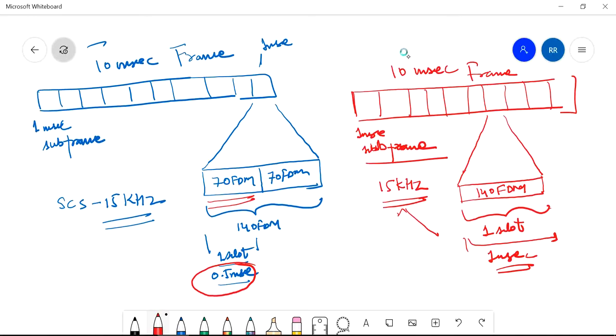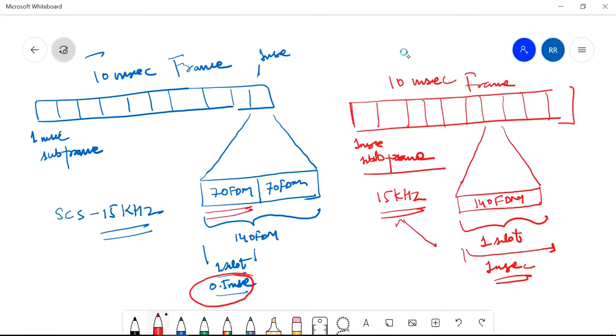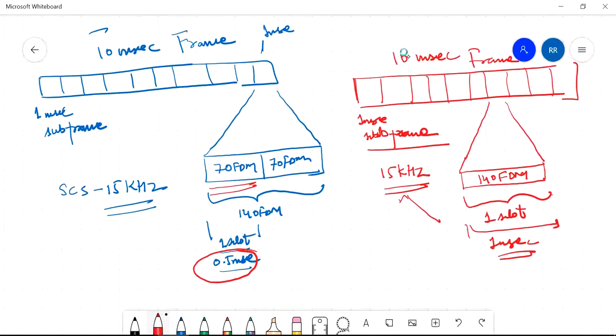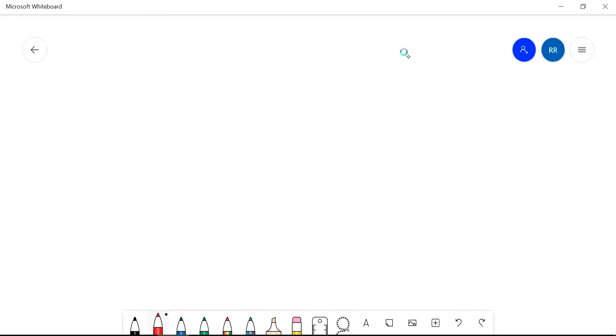Now, if you see, there are numerologies. So this is broadly the frame structure and slot of NR if we have 15 kilohertz subcarrier spacing. Then this is the difference: in NR one slot is 1 millisecond having 14 OFDM symbols, while in LTE one slot is 0.5 millisecond having 7 OFDM symbols.